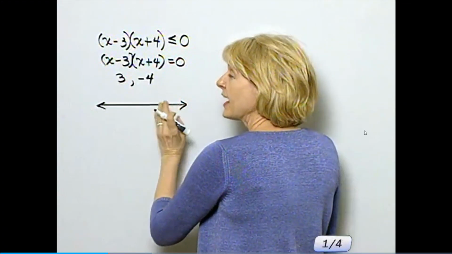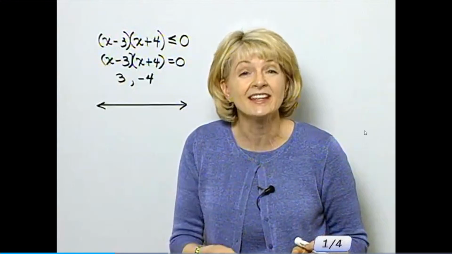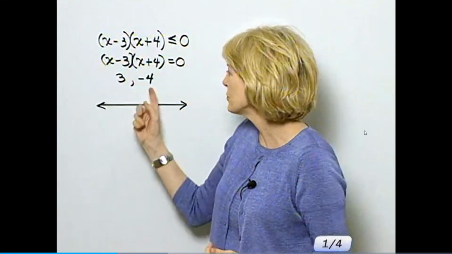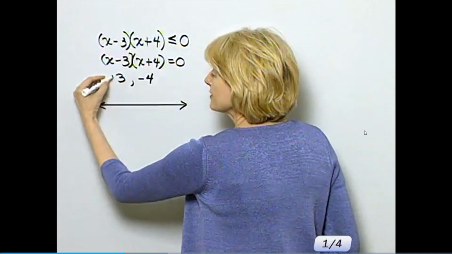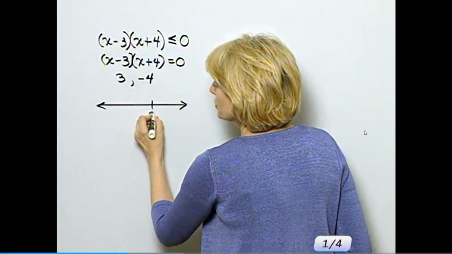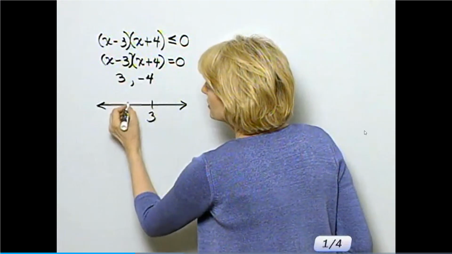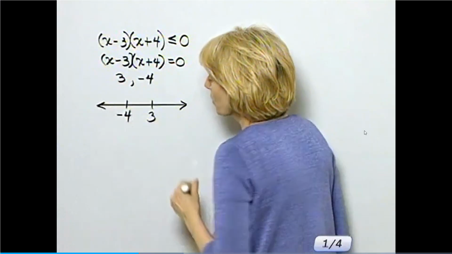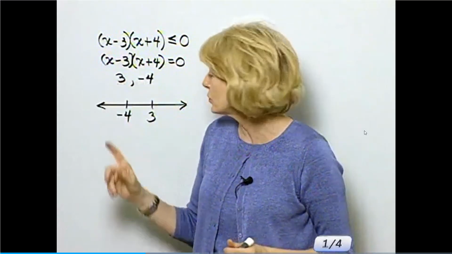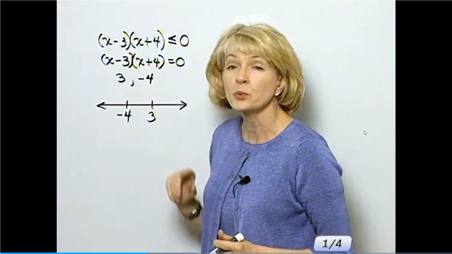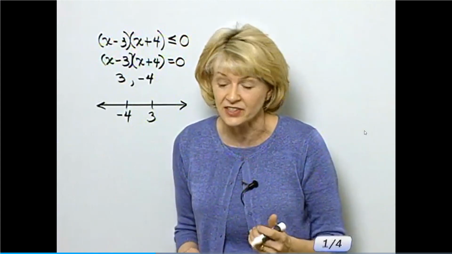Take a number line, and on this number line, place the solutions to the related equation only. In other words, don't put 0 here because sometimes it tends to be a little confusing. We'll place only these solutions in the order that they would naturally appear on a number line. So 3, and to the left somewhere, -4. Now notice, these two numbers divide the number line into 1, 2, 3 regions. And here's what's so interesting about these 3 regions.